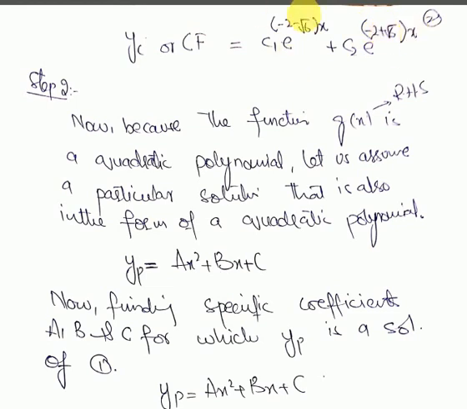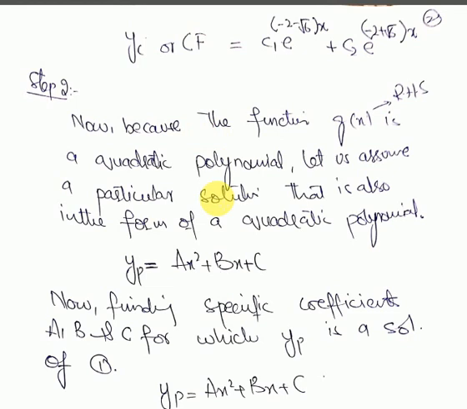So the roots are minus 2 minus under root 6 and minus 2 plus under root 6, which implies yc is equal to c1 e raised to the power minus 2 minus under root 6 x plus c2 e raised to the power minus 2 plus under root 6 into x. This is yc. Now we need to find yp as well.